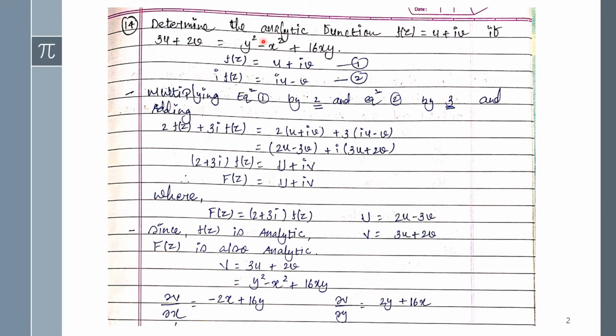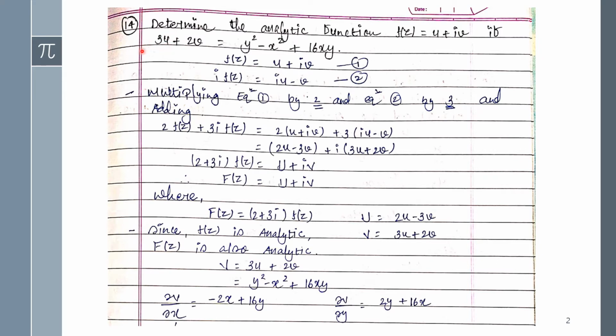First of all, starting with f of z, that is u plus iv. Next, multiplying it by i, so i f of z equals iv minus v. Now we would add equation number 1 and 2, but here you can see that this particular function is changed. It's not the same as u minus v.